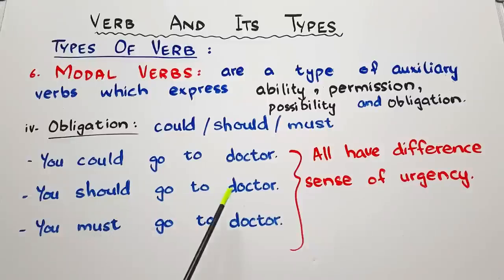You should go to doctor. It is something that somebody is saying strongly. And you must go to doctor. It means that there is no other way. You need to visit the doctor right now, right? So could, should, and must can be used in sentences when you are talking about obligations or suggestions or advices, depending upon the urgency of the situation, right?